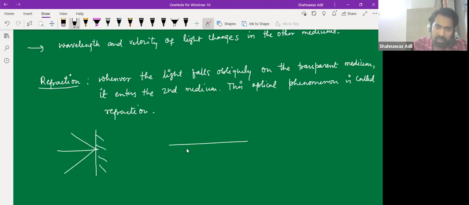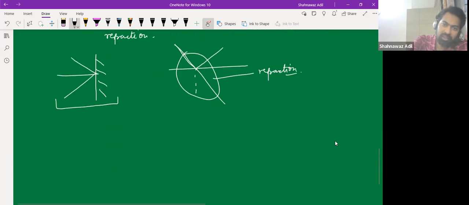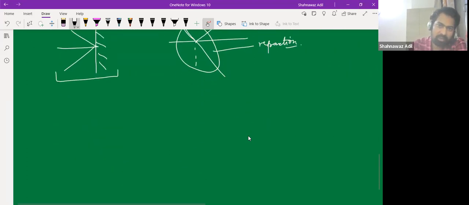Now there is some transparent medium on which light is falling, but some portion is reflecting back, that we will see, but some portion is entering the second, right? So that phenomenon is called refraction. Whenever light enters the second medium, that is called refraction, okay? And as we saw that there are laws in reflection, similarly we have some laws in refraction, right? In your 10th class, you must have heard about those laws, but we have some extra in this 12th class, right?